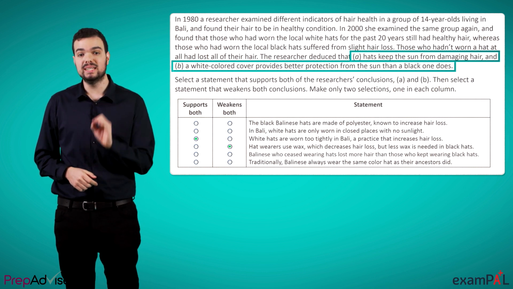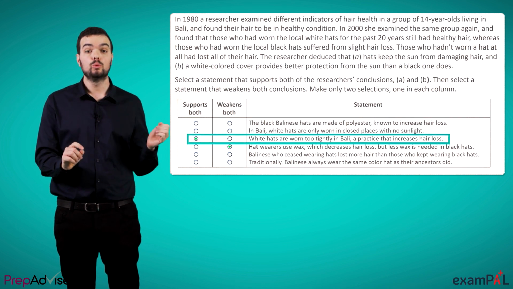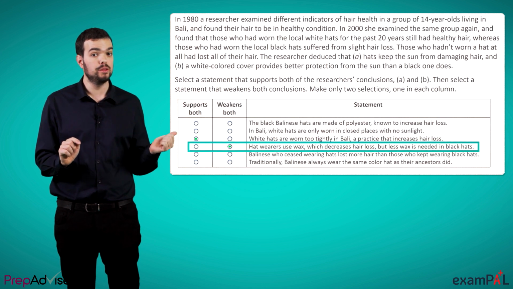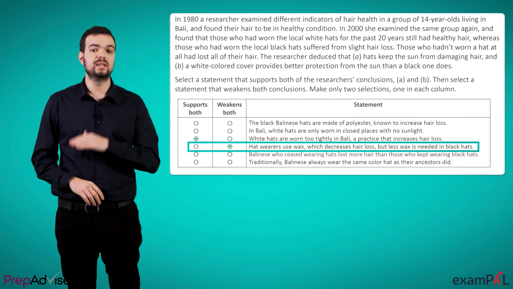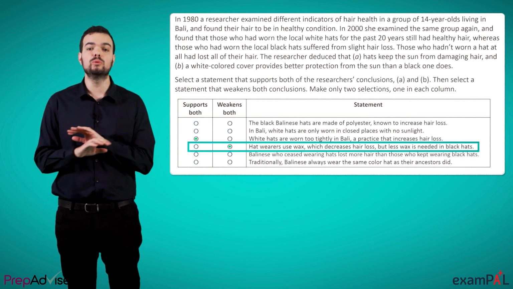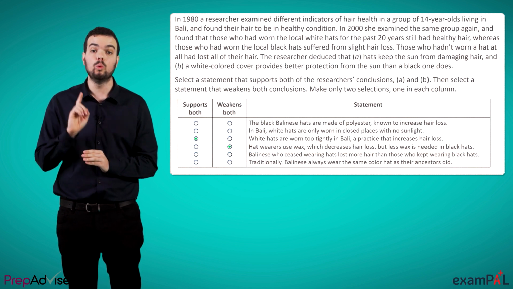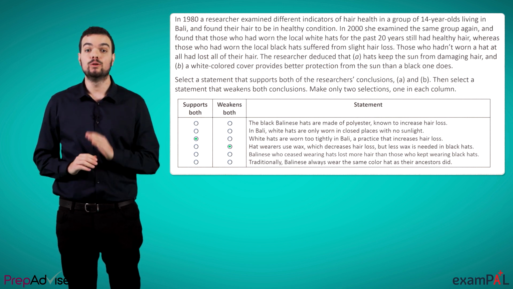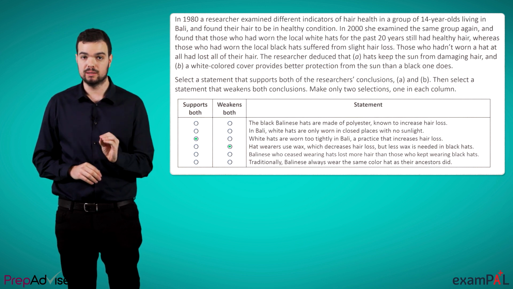By process of elimination, we will find one statement, in this case the third one, which strengthens both conclusions, and another statement, in this case the fourth, which weakens them. All the rest of the statements, meanwhile, either weaken one and support the other, or don't do either for at least one of them. What's important to realize is that these two columns make up one question, and there is no partial credit. In order to get the points for the question, we have to get both columns right.